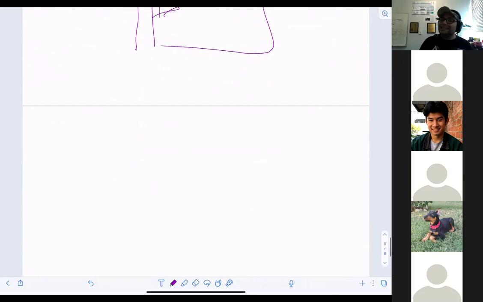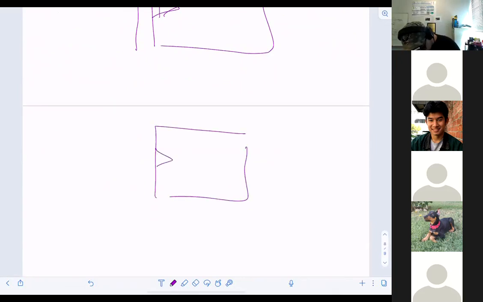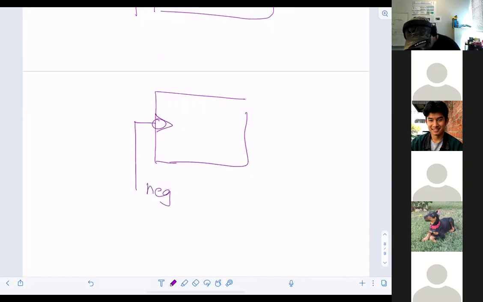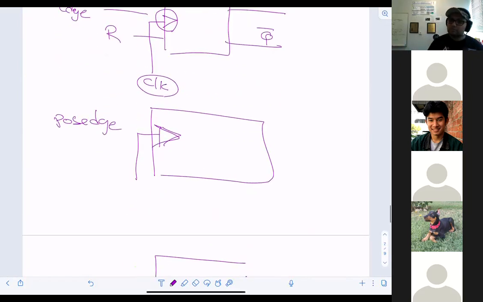Somebody will tell me, what about negative edge? Then I can tell you, you can do it like this. They're going to be negative edge devices. So it's either or, not both? You cannot be both. Okay.